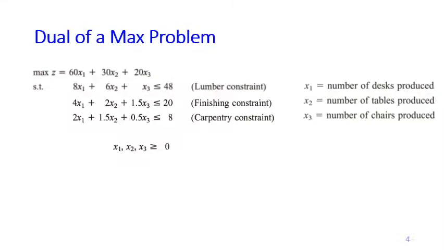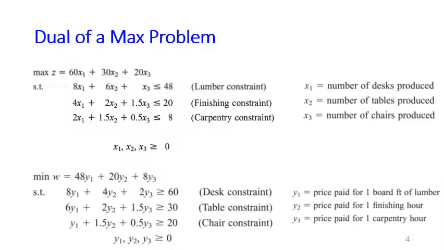So this is the LP formulation for the Dakota problem. We have a maximization case, and these three are the decision variables: number of desks produced, tables, and chairs. We also have three constraints, which correspond to lumber, finishing, and carpentry.